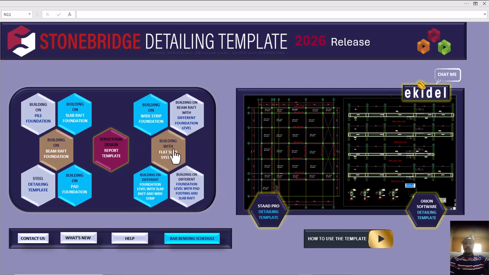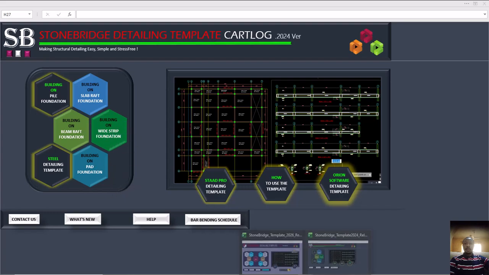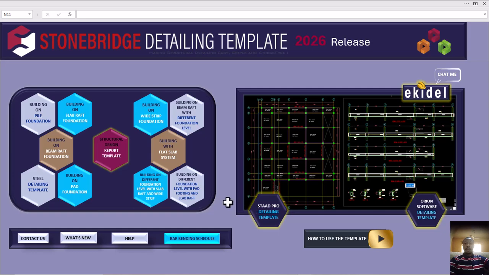And if you now go further, you also see building with what? Flat slab system. If you notice the first one in 2024, there's no flat slab detailing here. Can you see it now? We don't have it here, but now we have it in 2026. These are the reasons why you need to get this version, because definitely you have structures that require flat slab, isn't it?